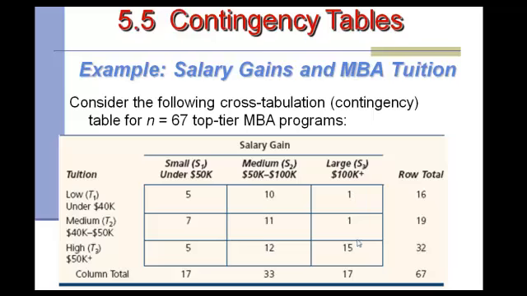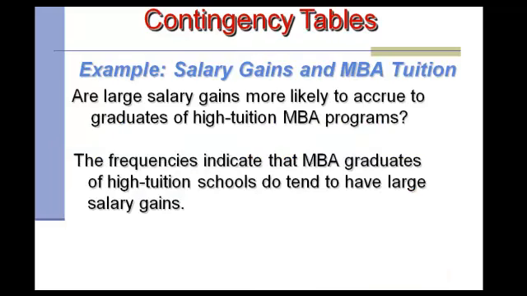And as you can tell from this table, the lowest tuition institution only had one gain of $100,000 or more, and the medium had one gain of over $100,000, but the highest tuition institution had 15 graduates that earned over $100,000 in additional salary. So we can turn this contingency table, and that's what it's called, into some probability applications. So let me go to the next slide.